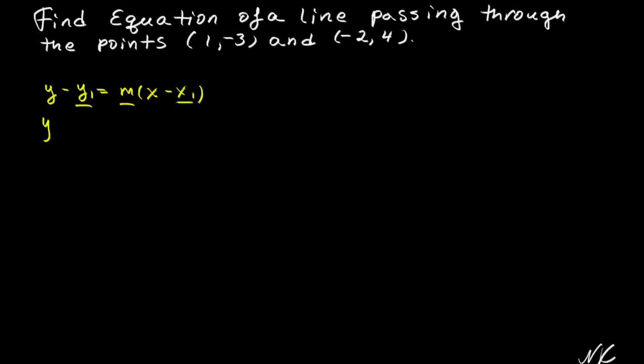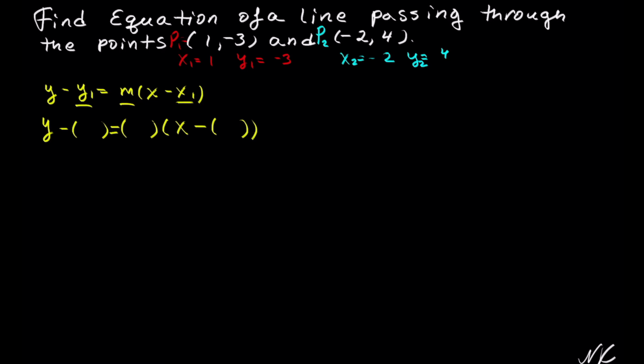So we're going to have y minus parentheses for y1 equals parentheses for slope times x minus parentheses for x1. Let's take a look at the information we are given. We are given 2 points, so let's call this point 1. So we get x1 is 1, y1 is -3, and let's call the second point 2. So we have x2 is -2, and y2 is 4.